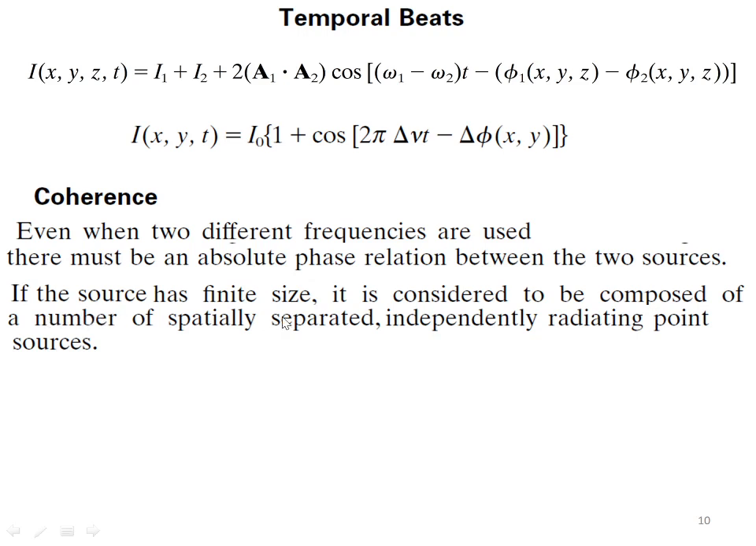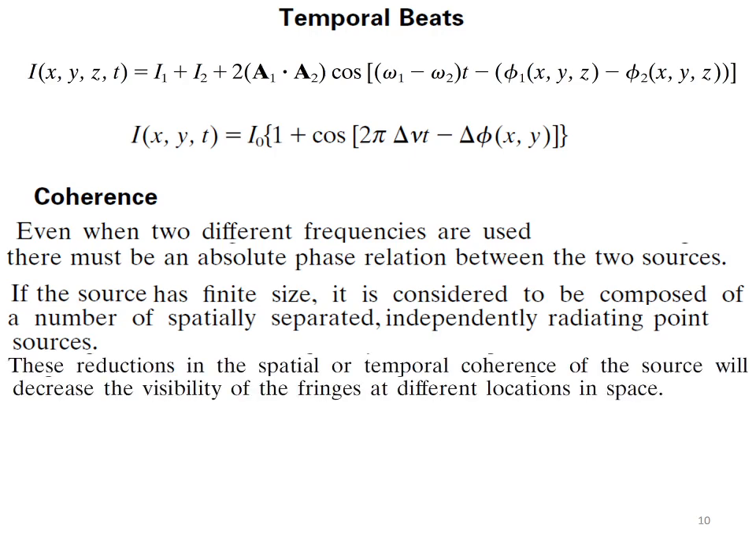And the second thing is, if the source has a finite size, means if you take a slit which has a finite size, a little broader slit, I think one of the students asked this question, then a slit or source of finite size can be considered to be composed of a number of spatially separated independently radiating point sources. So a finite size source can be considered to be made up of so many tiny point sources, and each source is radiating independently. Correct?